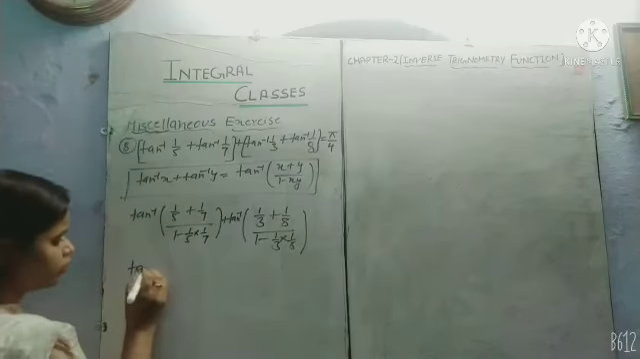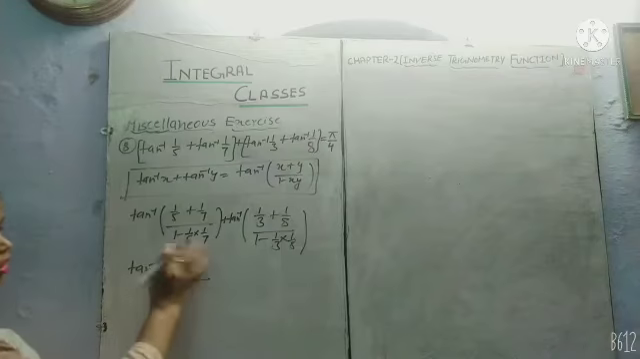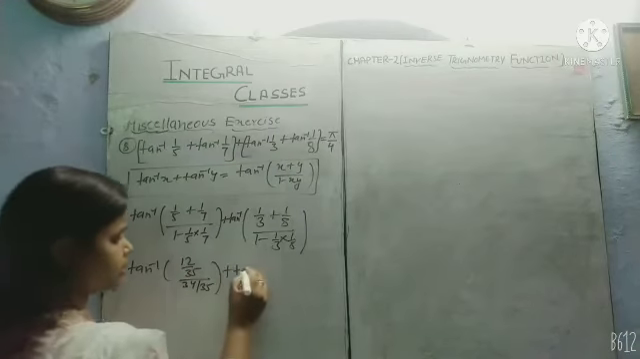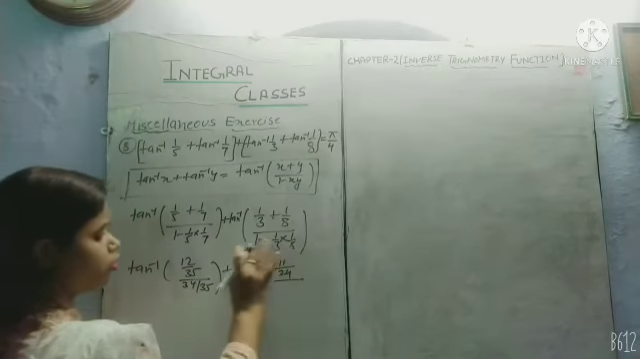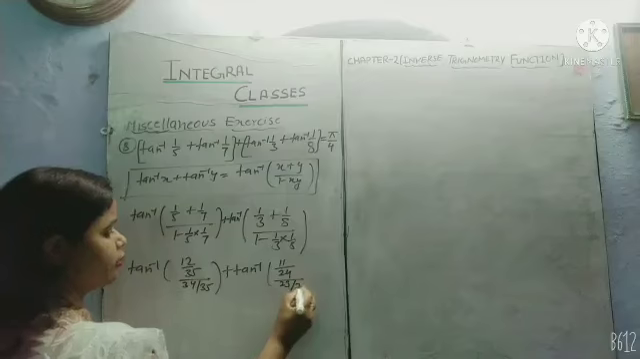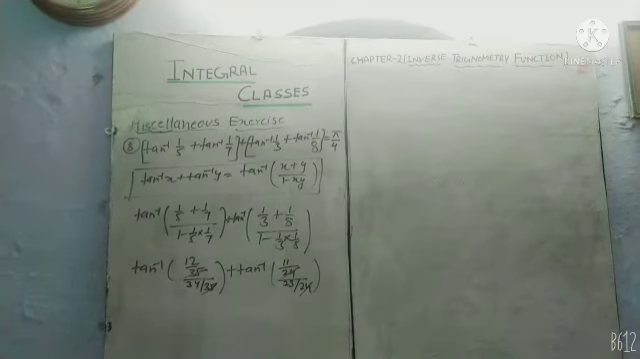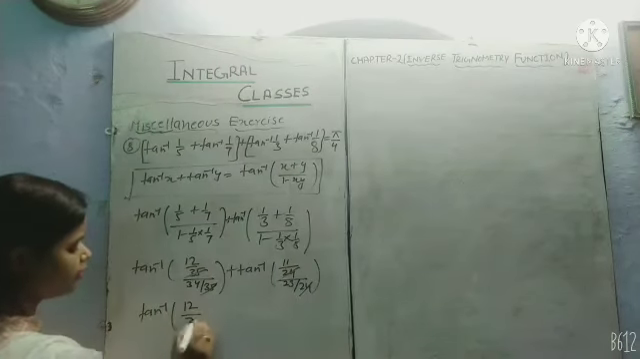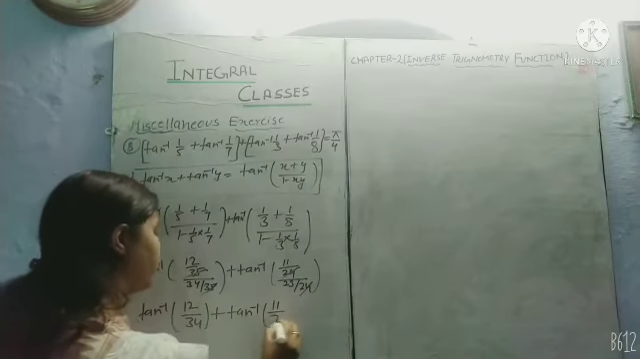Now we will solve them. 7 plus 5 is 12 upon 35, upon 35 minus 1 is 34 upon 35, plus tan inverse 8 plus 3 is 11 upon 24, 24 minus 1 is 23 upon 24. So 24 is cancelled, 35 is cancelled. Now we will get tan inverse 12 upon 34 plus tan inverse 11 upon 23.